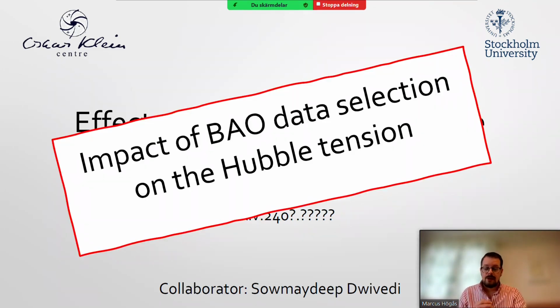So an alternative title for this talk would, for example, be this one, Impact of BAO data selection on the Hubble tension, because as we will see, it makes a significant difference for the Hubble tension if one uses ordinary 3D BAO data versus 2D BAO data.